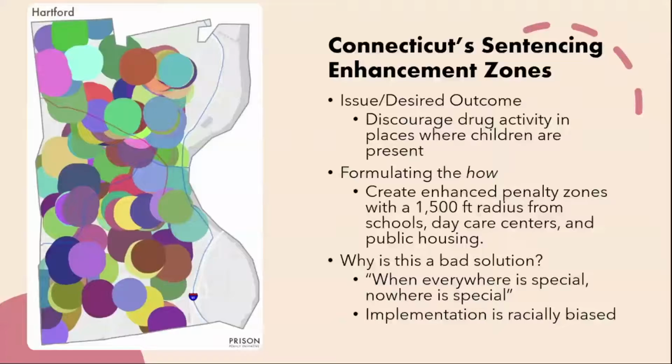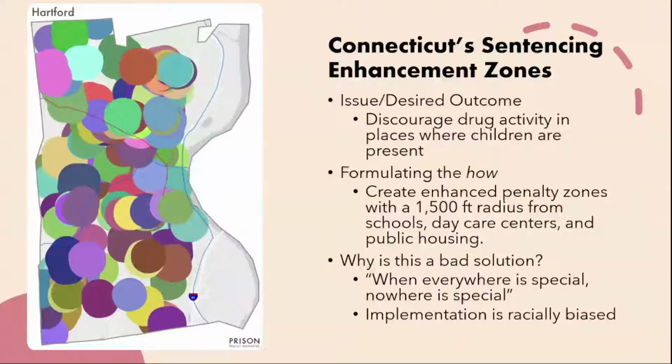So Connecticut wanted to discourage drug activity in places where children were present. Most people would agree that keeping drug activity away from children has a positive net benefit to society. All right, so we've done agenda setting, we've done step one. So now how is policy formulated to achieve this goal?